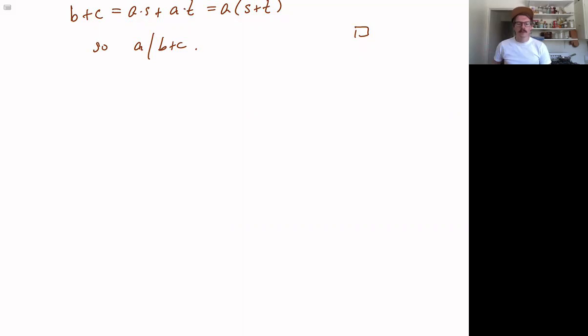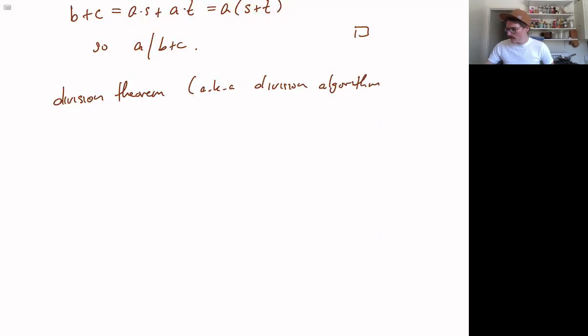So we know what it means for one integer to divide another integer. And along similar lines, we have this theorem called the division theorem, also known as the division algorithm, despite not being an algorithm. So who knows where that name came from? But okay, what is the division theorem?